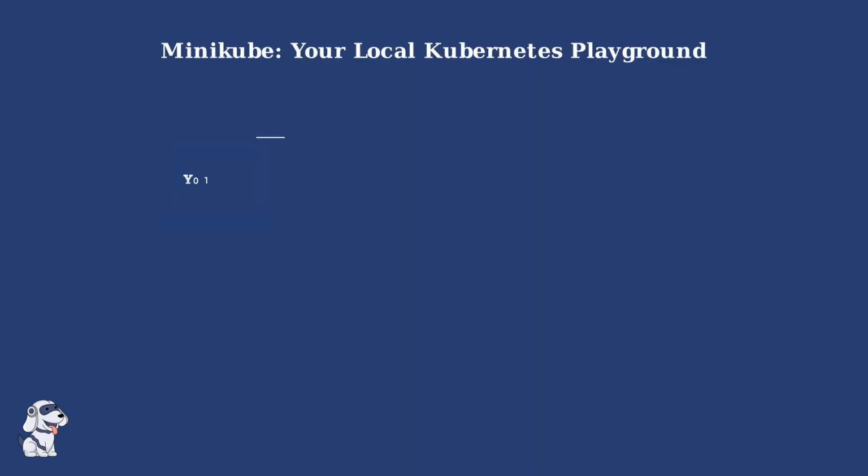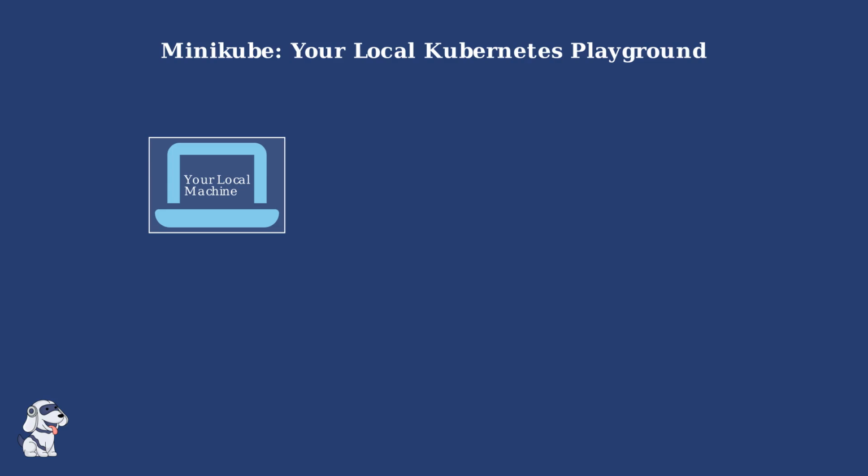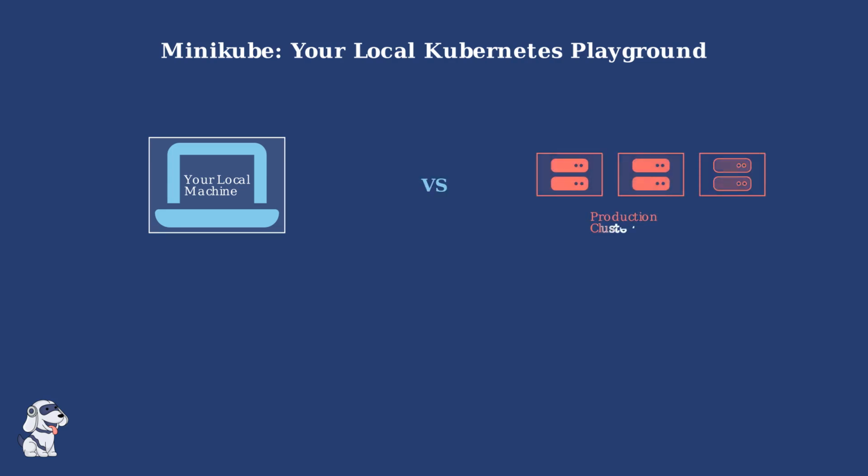Want to learn Kubernetes but worried about breaking something important? Minikube is your perfect solution. It's a tool that creates a complete Kubernetes cluster right on your local machine. Unlike a production Kubernetes cluster that runs on multiple servers in the cloud, Minikube creates a single node cluster that runs entirely on your laptop or desktop computer.